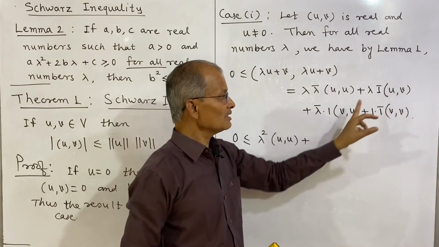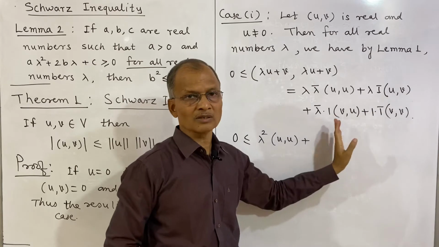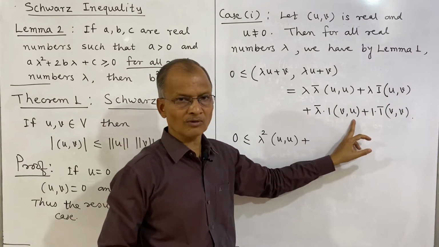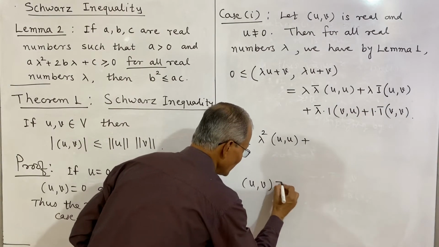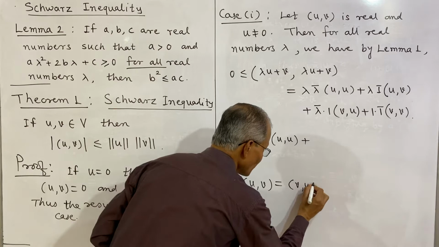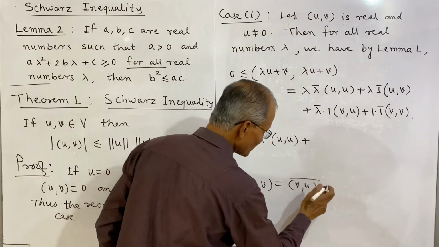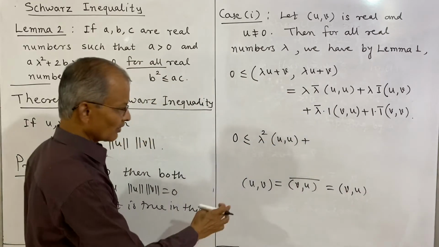But you see, these are real, and in real numbers the inner product is commutative, that is inner product of u and v is same as inner product of v and u. Why? Because we have inner product of u and v is conjugate of inner product of v and u, but conjugate in the real number is same as itself. So therefore these two are equal.